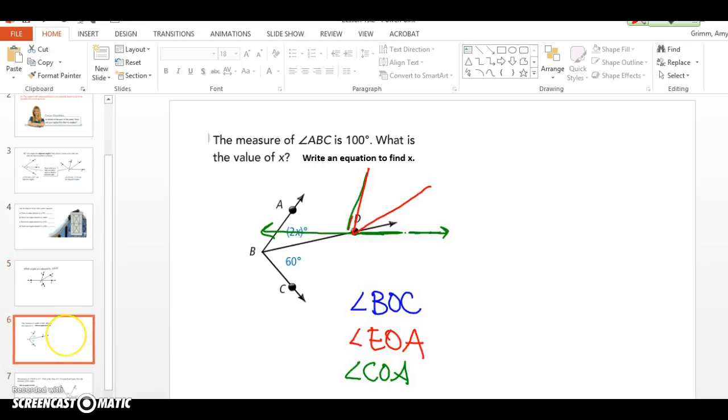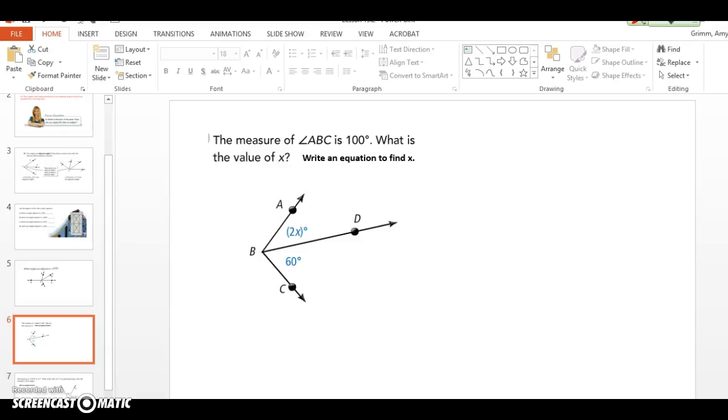All right. Let's write equations for it. We will start off easy. The measure of ABC is 100 degrees. What is the value of x? Write an equation to find x. How would we write an equation for this one?